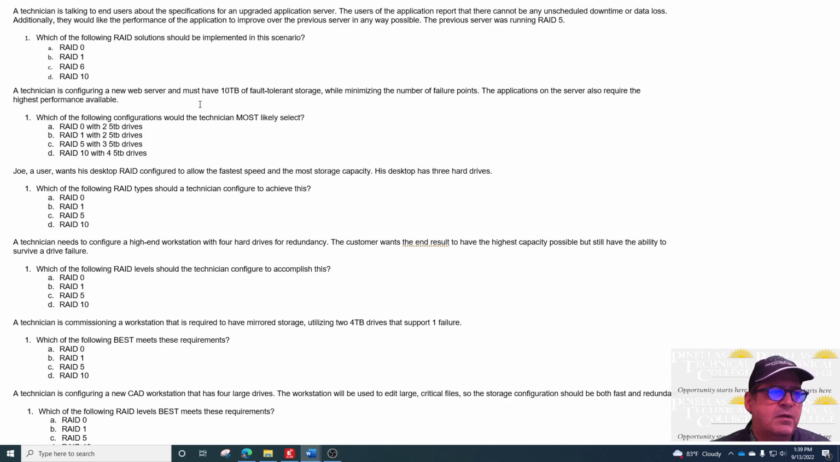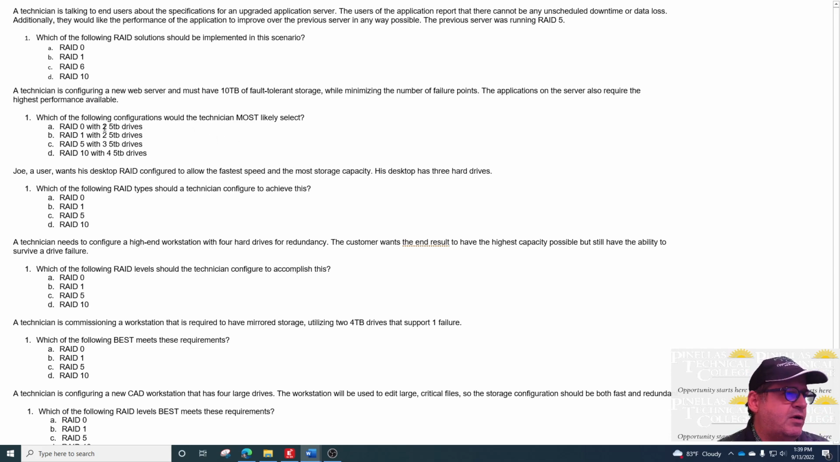Alright, go ahead and put it on pause and answer it if you like. And then we'll take a look at this. Alright, so this question we actually went over in the PowerPoint. So if you watch your PowerPoint, you already know the answer to this one. But there's a couple clues in here we have to look at: 10 terabytes of drive space, fault tolerant, and highest performance available.